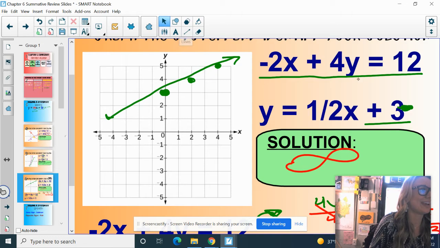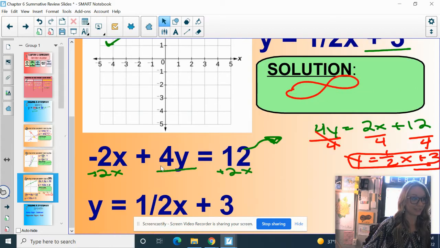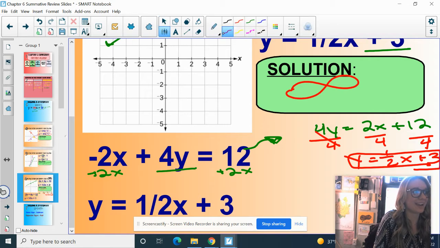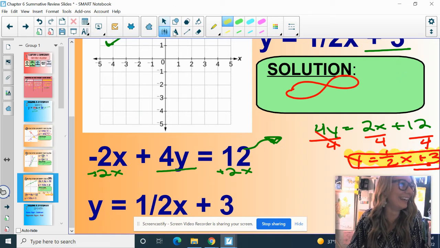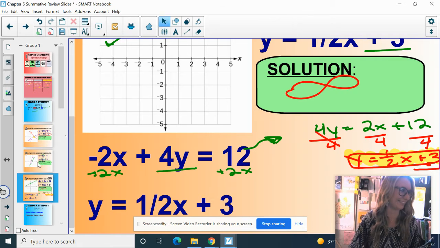So just to show you again, this equation right here, we already graphed it. It's y equals 1/2 x plus 3. When I took this little guy and went from standard to slope intercept, guess what? It's the same equation, and you don't have to do anything. Oh my gosh. It's infinitely many solutions. Dude, math is so cool. Okay, so there you go.